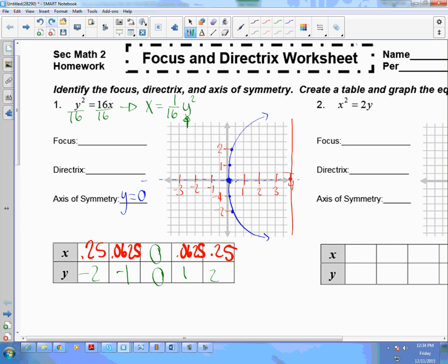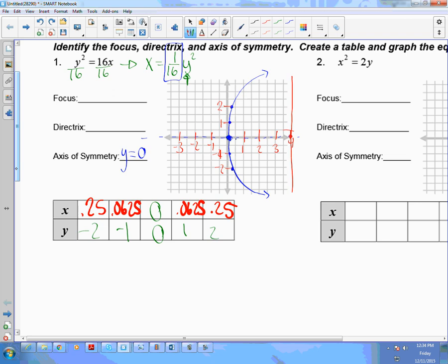Now we can figure out the focus and the directrix. We'll show it very quickly by taking, see this multiplier? 1/16. What's the formula that 1/16 is equal to? 1 over 4p.